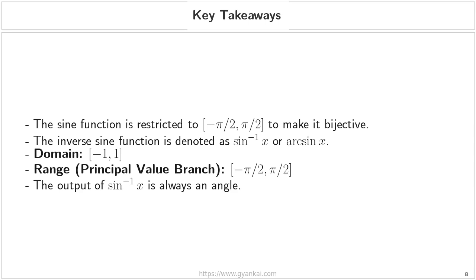Finally, always remember that the output of the inverse sine of x is always an angle. While the original sine function takes an angle and gives you a numerical value, the inverse sine does the opposite. It takes a numerical value and returns the corresponding angle. Keep this distinction clearly in mind, as it will be crucial for avoiding the common mistakes we will discuss in the final slide.